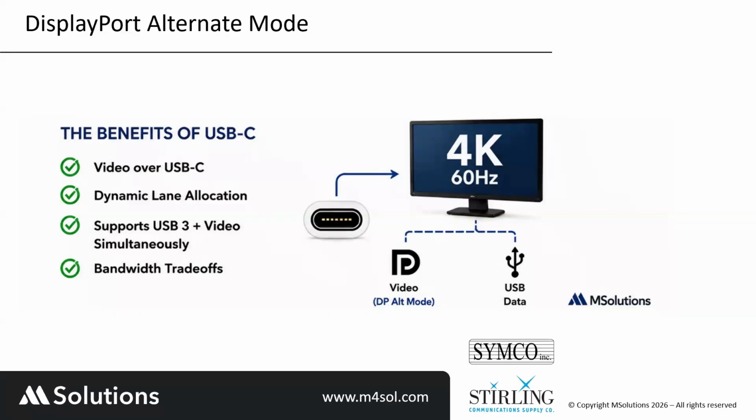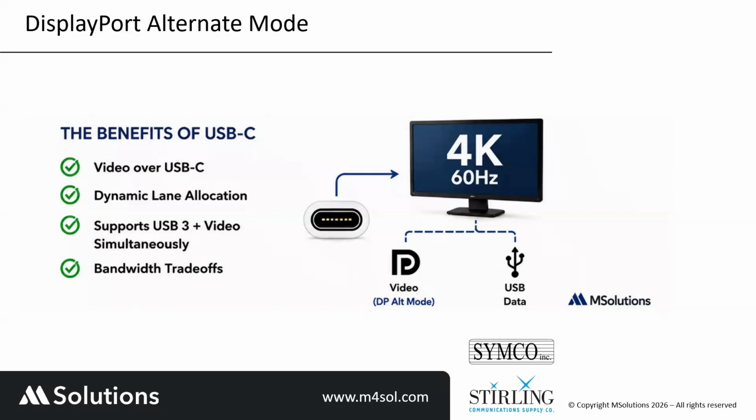More DisplayPort lanes provide higher video bandwidth, while fewer DisplayPort lanes leave more bandwidth available for high-speed USB data. So the main thing that we need to understand is that USB-C intelligently shares its available bandwidth between video and USB data based on the application's requirement.